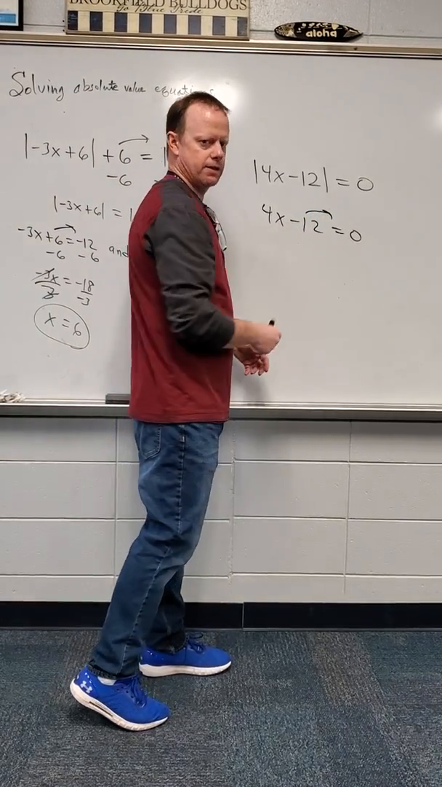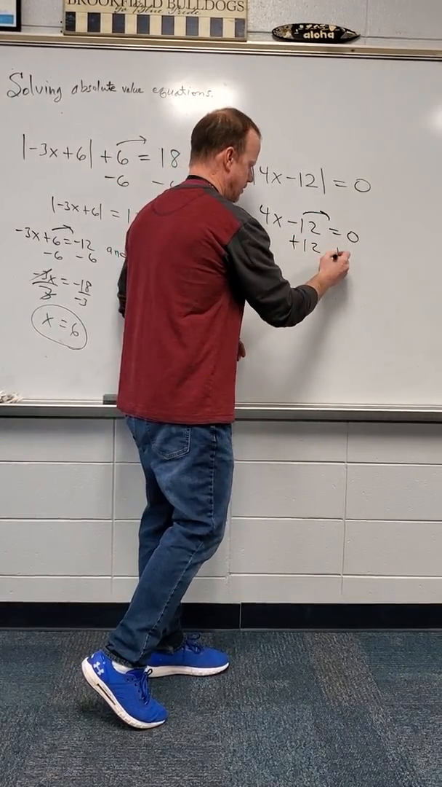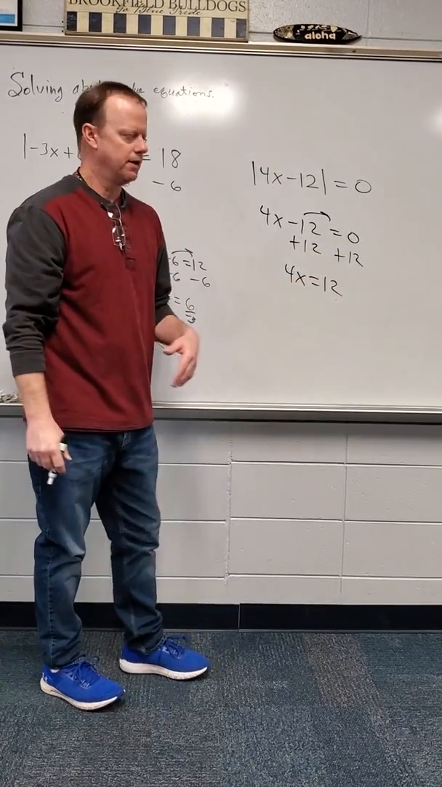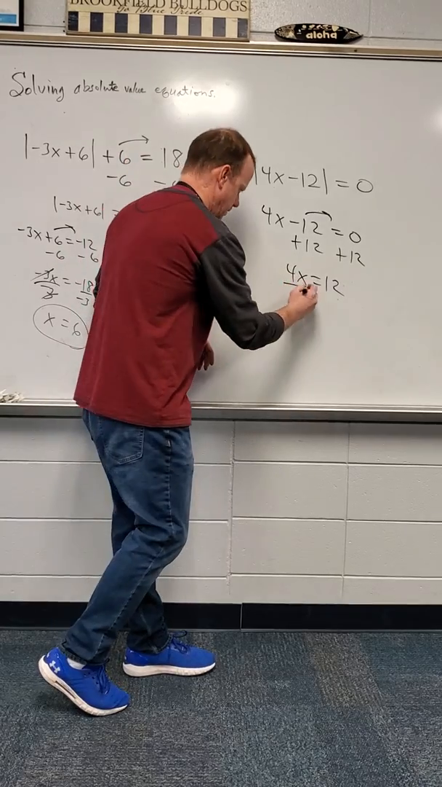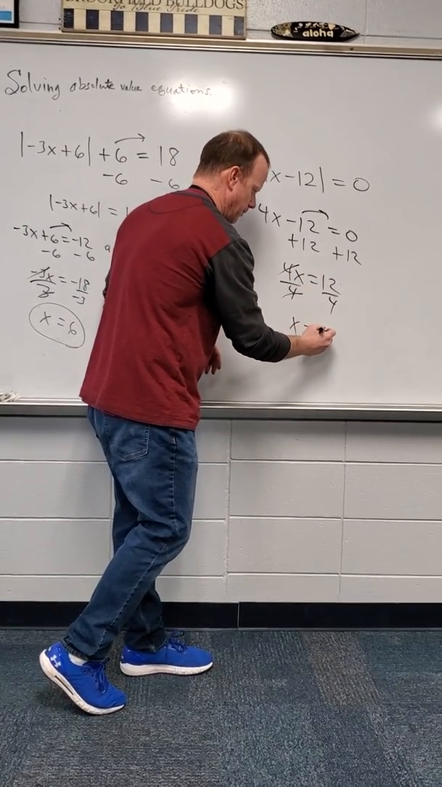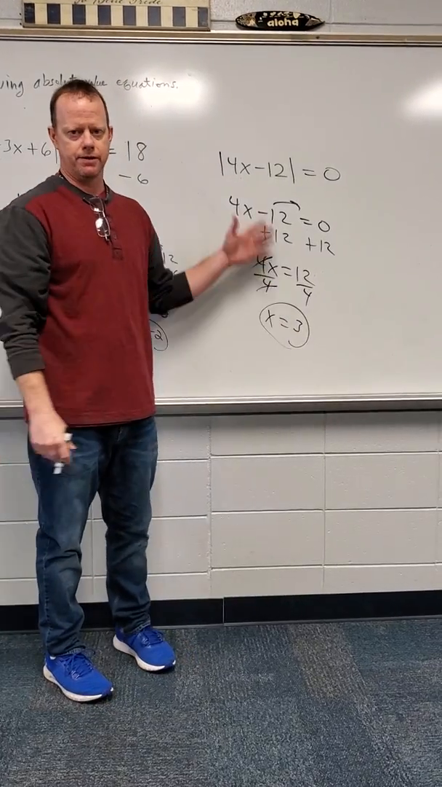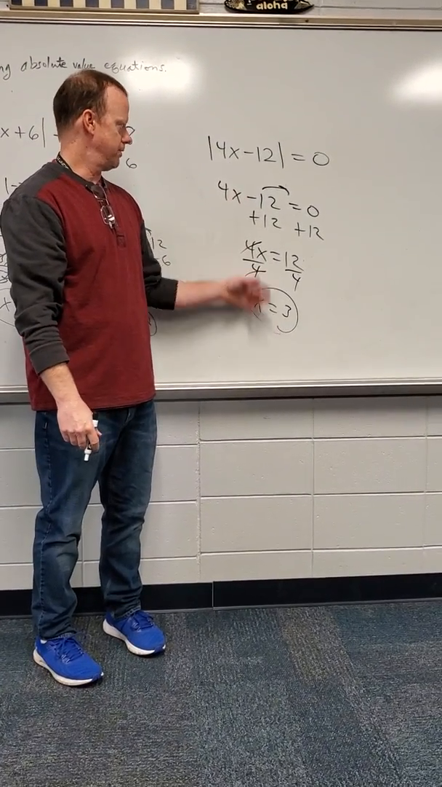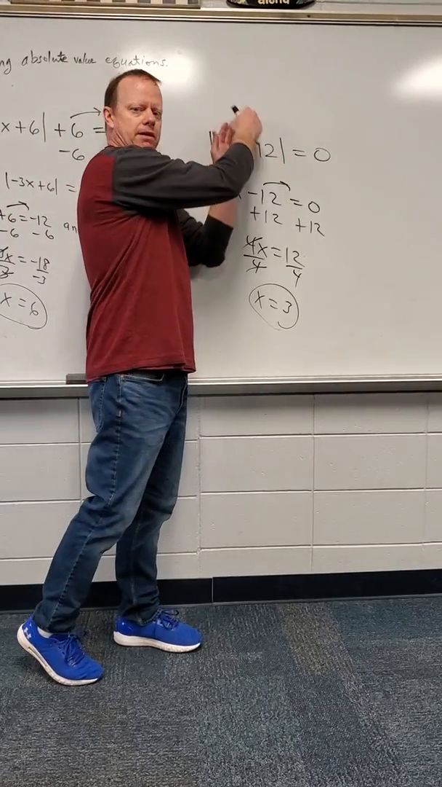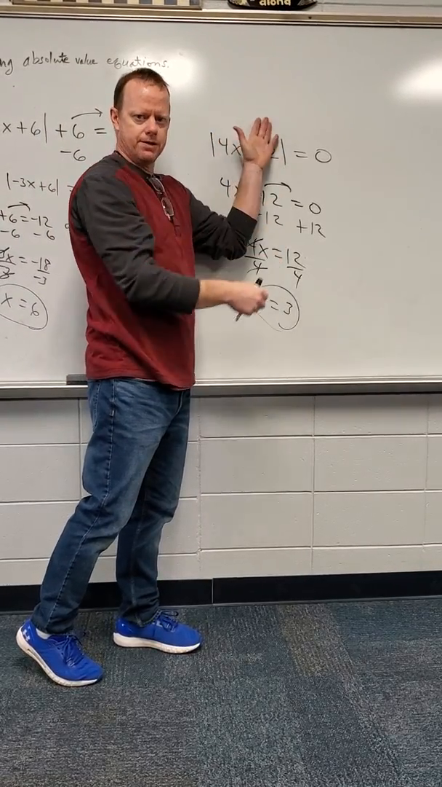So we move the minus 12 over, change sides, change signs. So we have 4x equaling 12. Division undoes multiplication. Divide by 4, divide by 4. 12 divided by 4 is 3. The one answer to that equation is 3. 3 times 4 is 12. 12 minus 12 is 0. The absolute value of 0 is 0, and 0 equals 0.